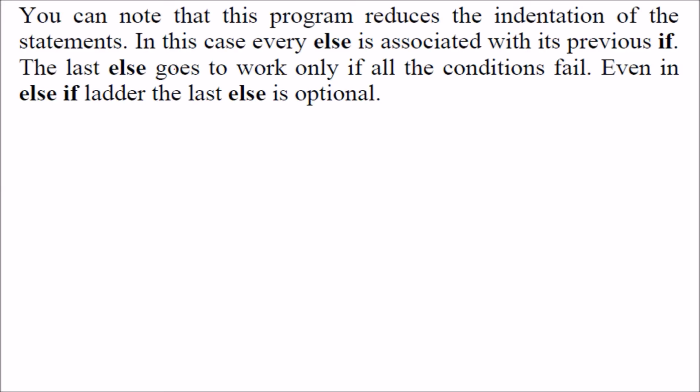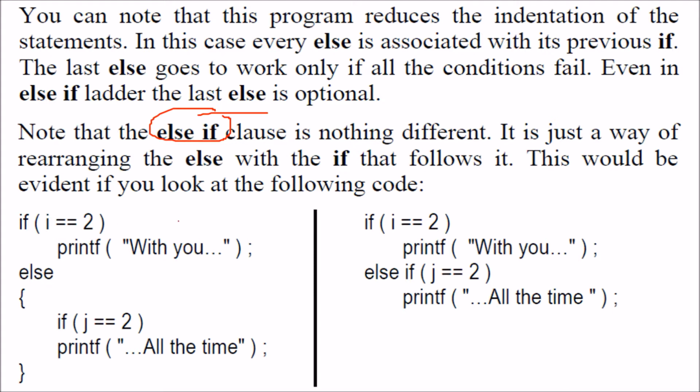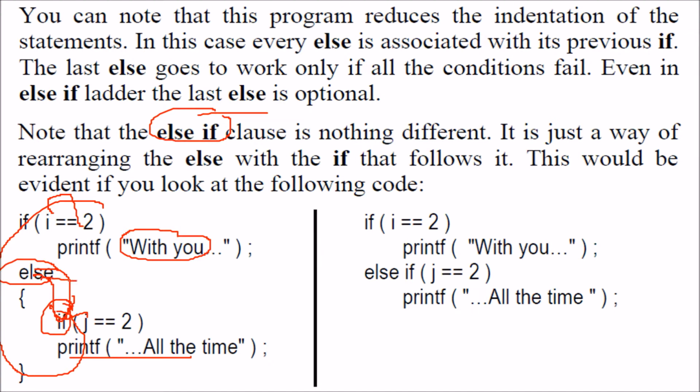So you can note here the indentation is very clear and the formatting is very clear. The last else is optional, but the else if has taken its place, and else if is nothing but combining the if and else. In this code you can see that if i equal to 2, you print something, else if j equal to 2, print something. Now we can combine these. You are combining this else and if, giving it to else if.